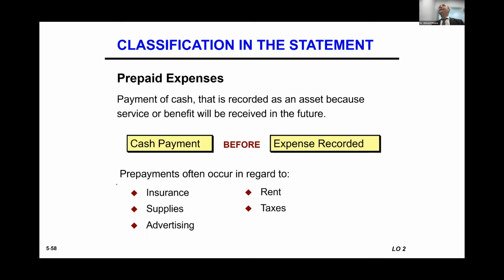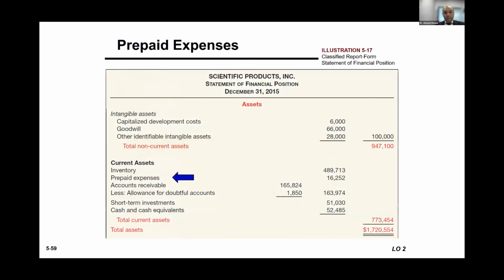If you paid the rent in advance, it is an expense, but it is not classified in the income statement because it still has a future benefit. So that's why, make sure that prepaid expenses are not classified in the income statement; they're classified in the balance sheet. And this is how they look in the balance sheet.